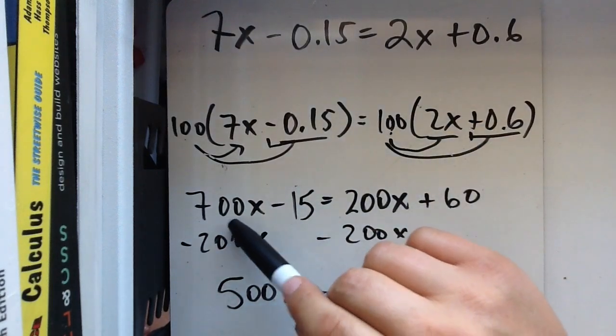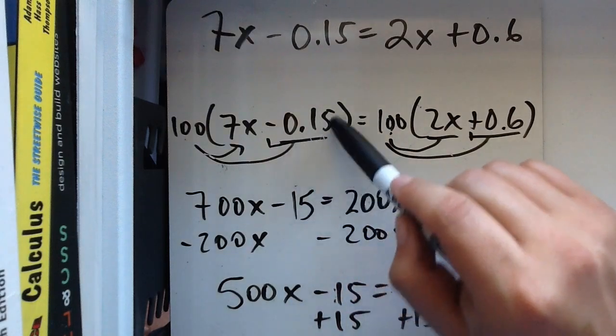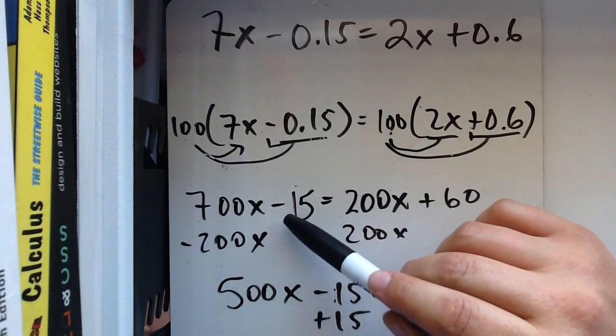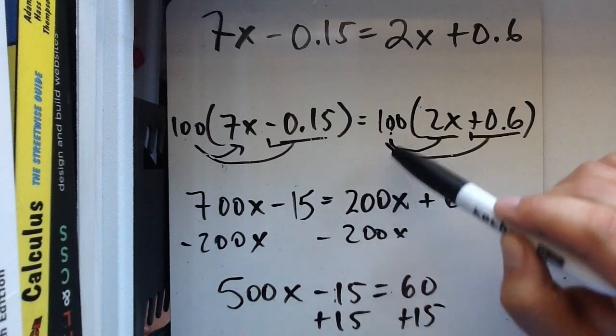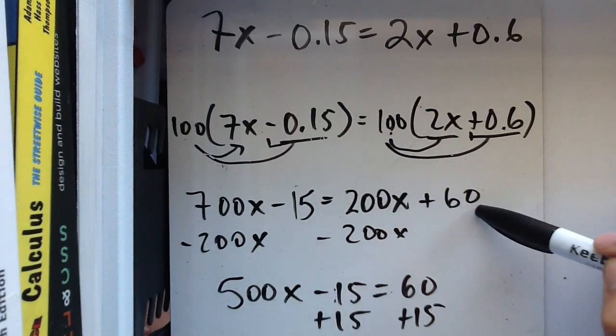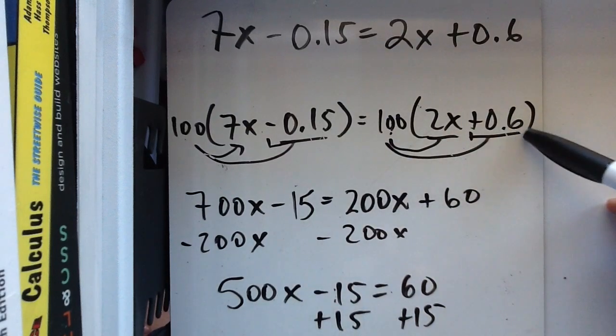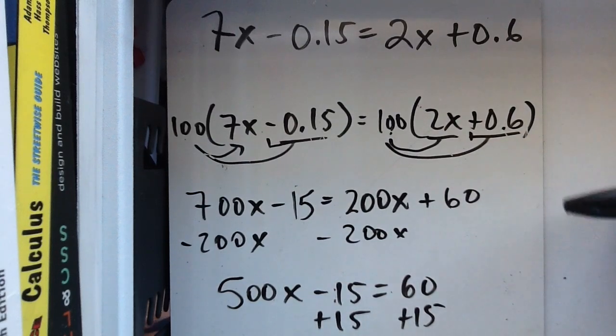So I'm left with 700x minus 15, because it moves the decimal to the right two spaces, equals 200x plus, and this is 60. Why? Because it moves it 2 places to the right. So anytime I have an extra space, I'm going to add a 0.